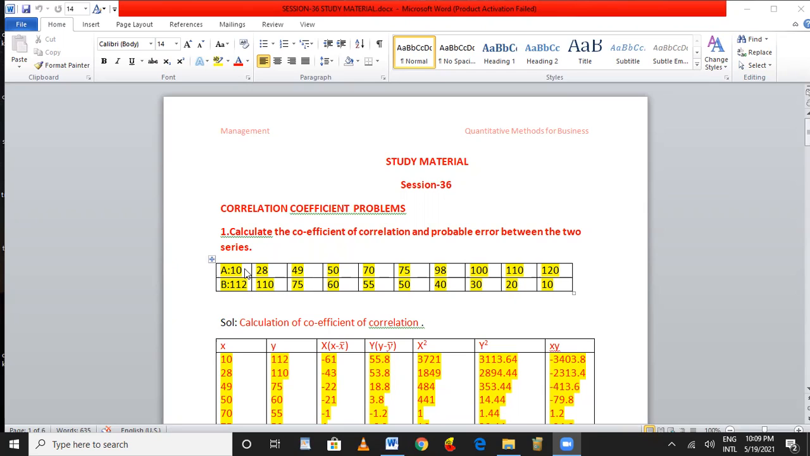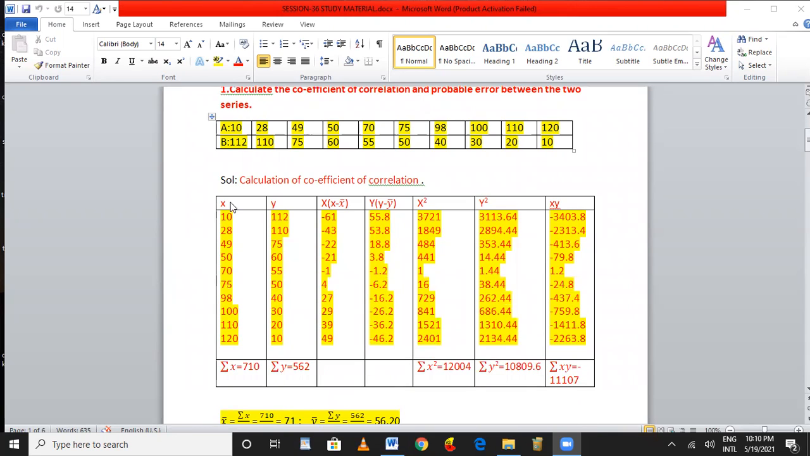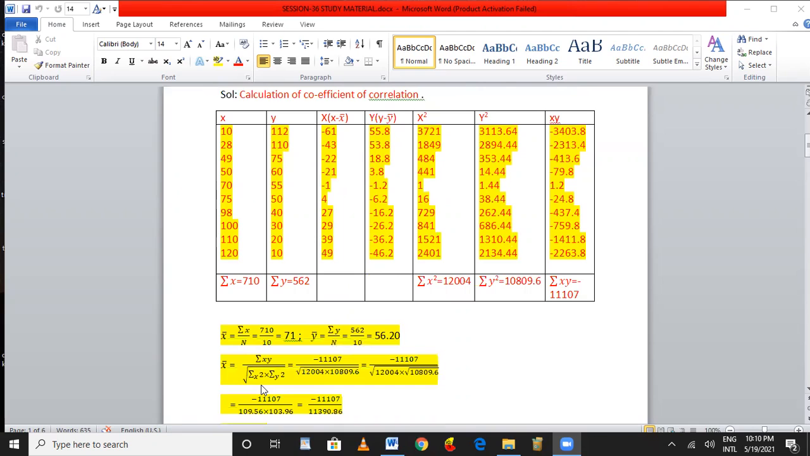Here A is assumed as the X series: 10, 28, 49, 50, 70, and the Y series: 112, 110, 75, 60, 55. After taking down the X series and the Y series, we have to calculate the deviation. Here the deviation has to be taken from the arithmetic mean of the first series.